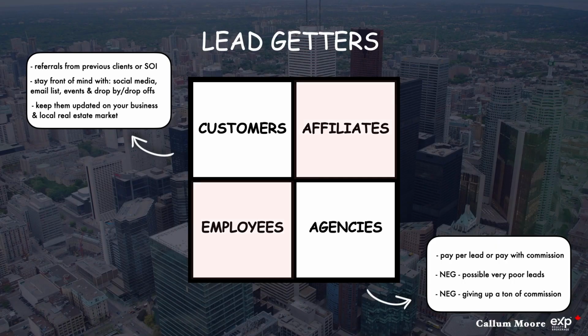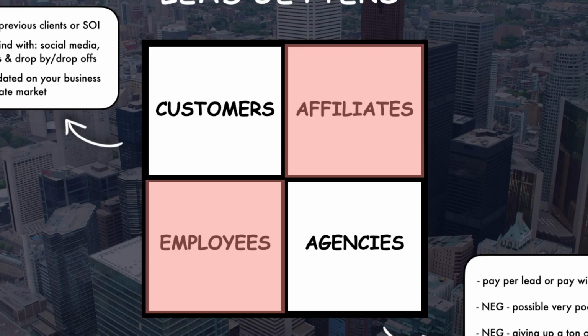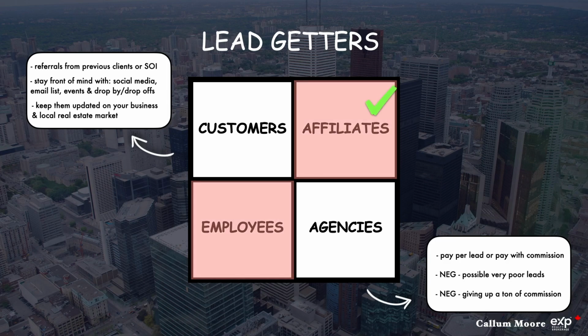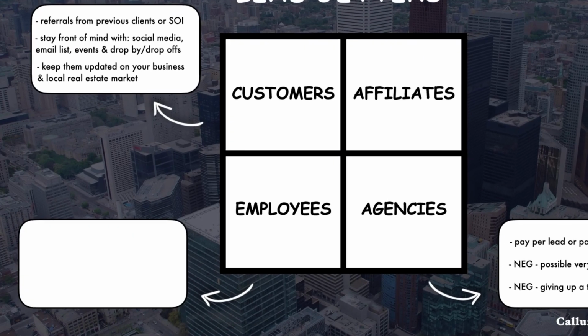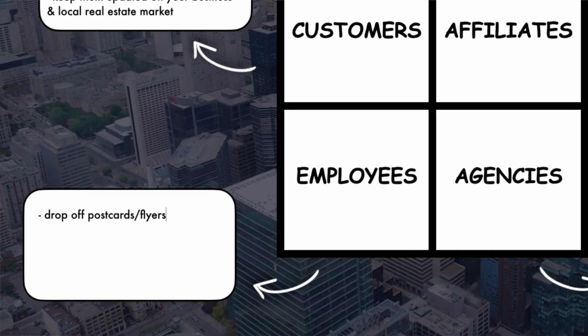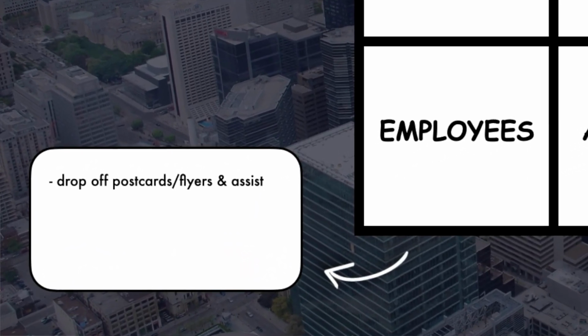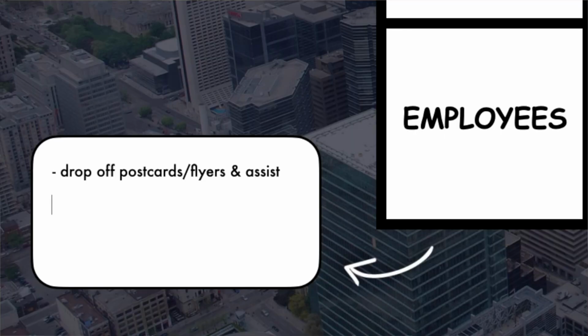Okay, for the next two, employees and affiliates, this is why you're watching this, because I'm making it specific for realtors. These can be a little tricky because we have rules, regulations, and code of ethics to follow. However, at the end, I will show you a really good way to use affiliates. First, employees. So we can use employees to, say, drop off postcards or flyers, help us at open houses, or assist us in business in general, but we can't use them to help us trade in real estate.